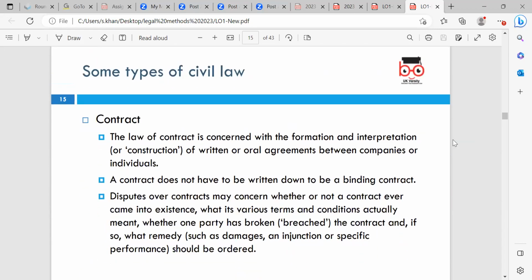Some types of civil law. So contract law. The law of contract is concerned with the formation and interpretation or construction of written or oral agreements between companies or individuals. A contract does not have to be written down to be a binding contract. So, you know, verbal can be a contract as well. Disputes over contracts may concern whether or not a contract ever came into existence, what its various terms and conditions actually meant, whether one party has broken, so they've breached the contract, and if so, what remedies, such as injunction or specific performance, can be ordered.